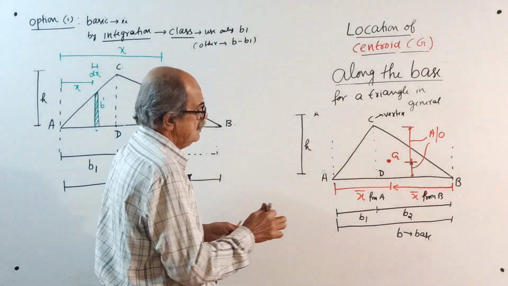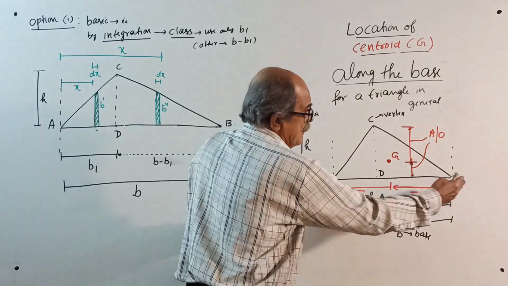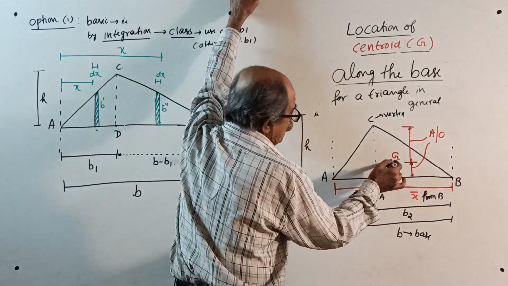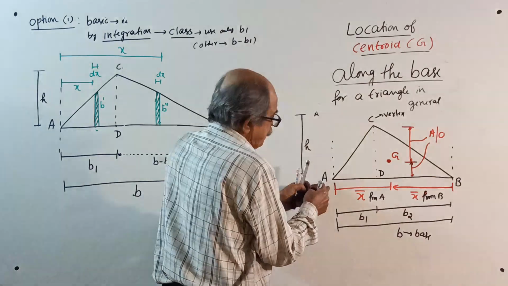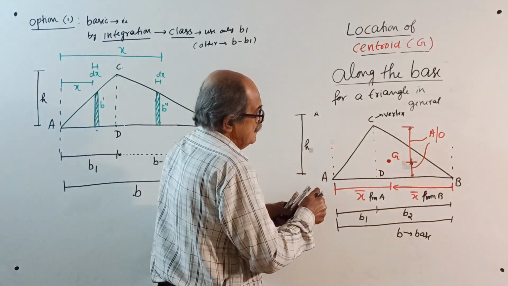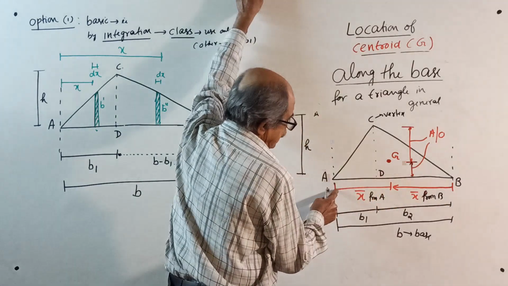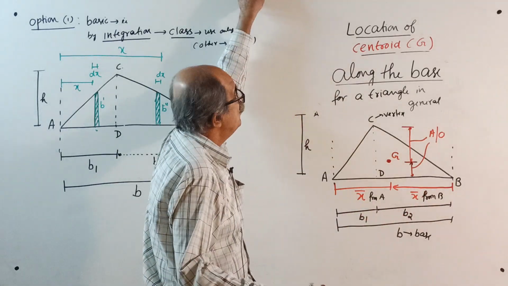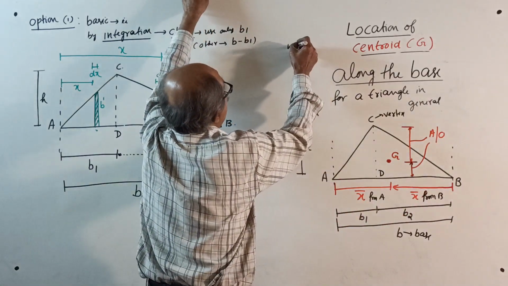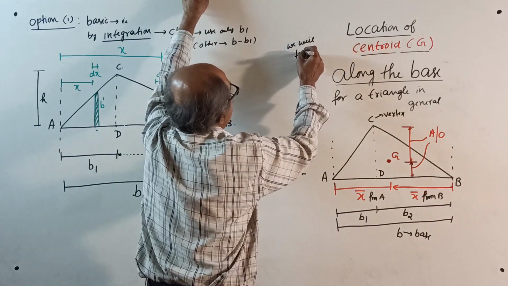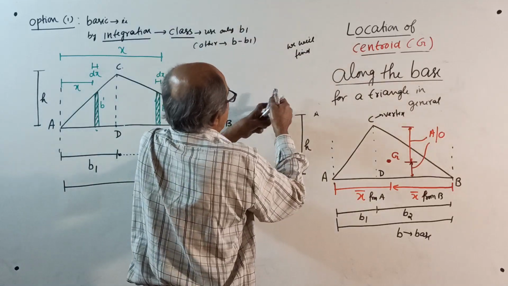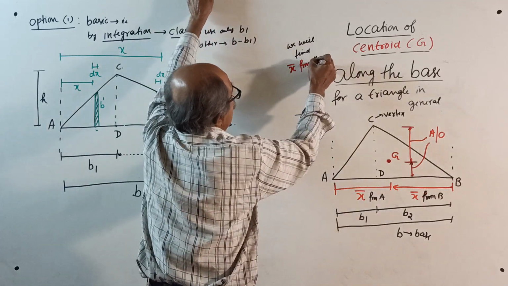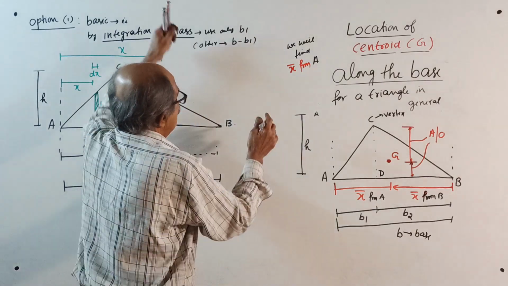Now, we want x bar from either this side or that side. We will go for x bar from A. This is the centroidal distance along the base from the left side. Once you get x bar from A, x bar from B will be B minus x bar from A. Now, right here, we will find x bar from A. Make a note, this is no formula.